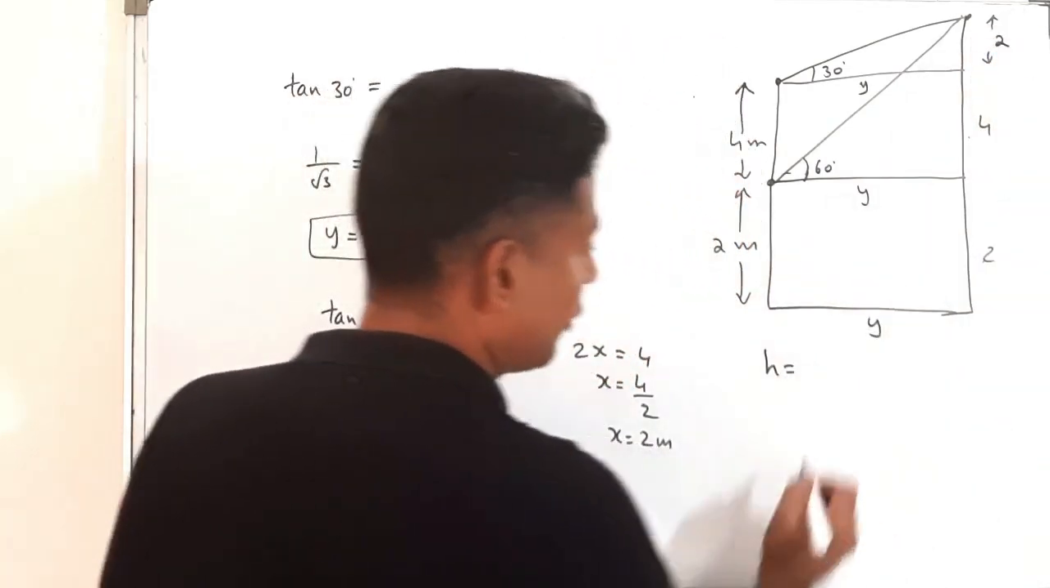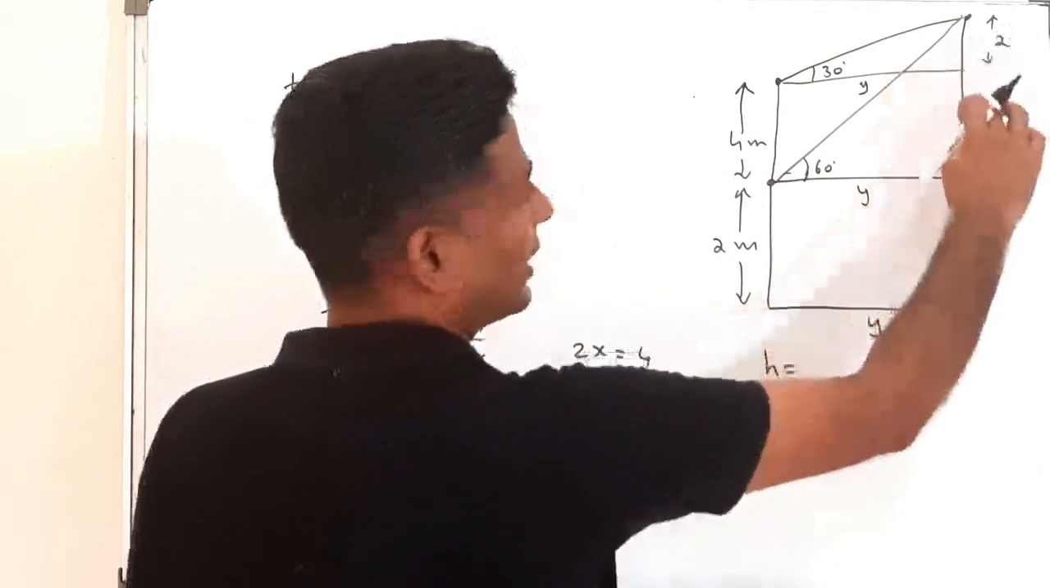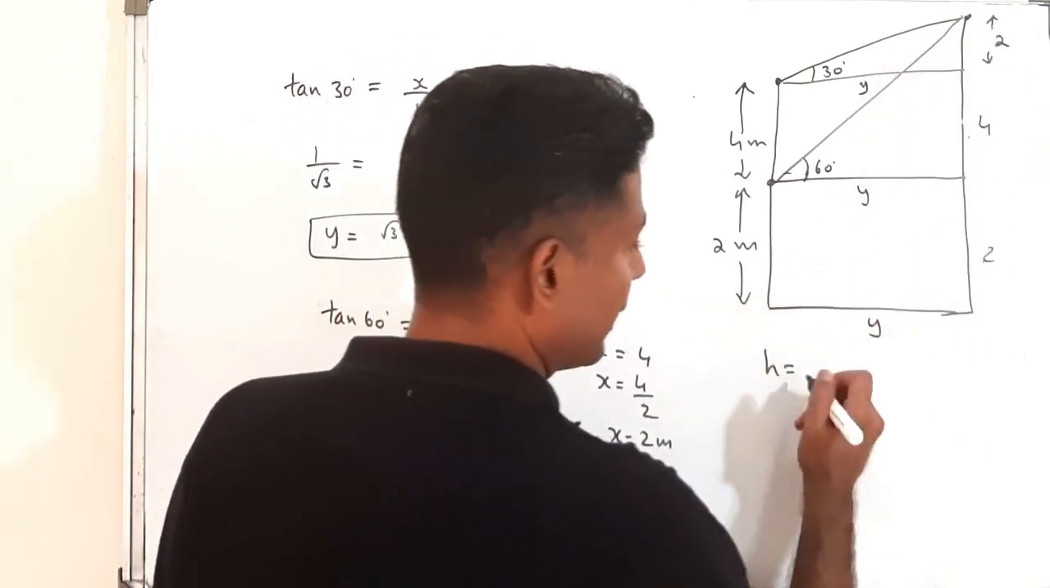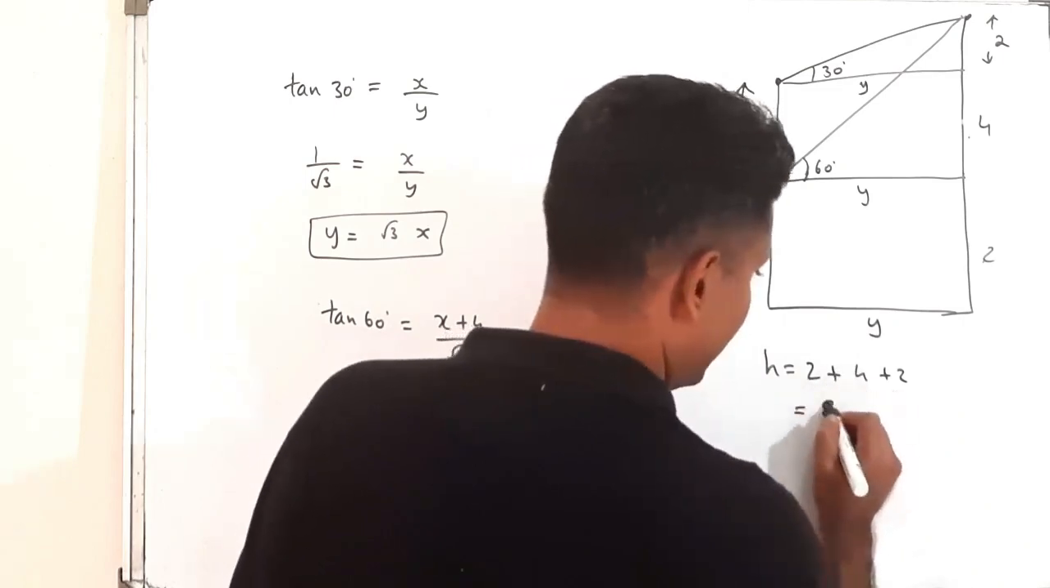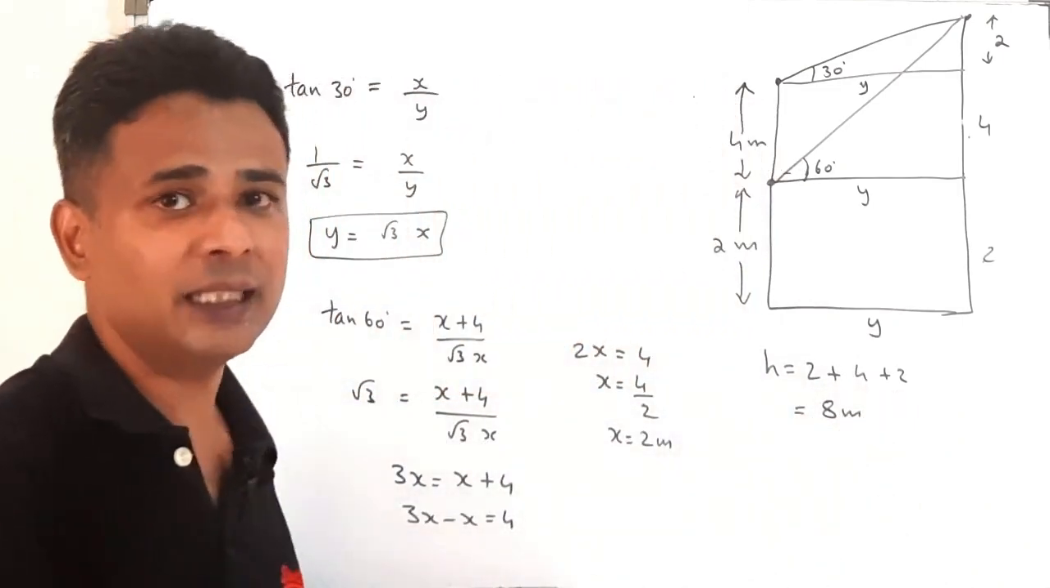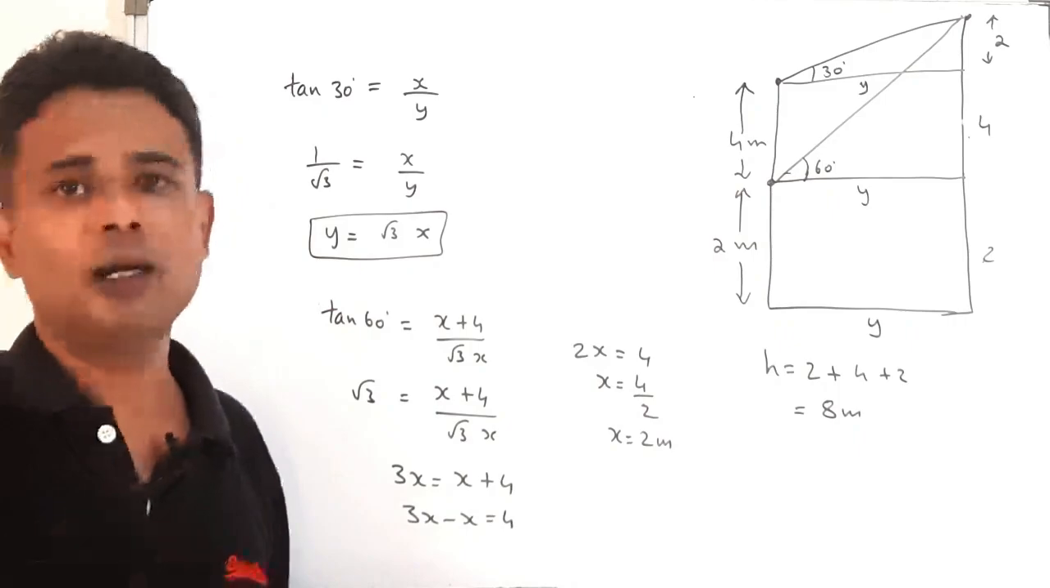So what is the height of the balloon from the ground? This plus this plus this, the entire thing. So 2 plus 4 plus 2. So it's 8 meters. So the balloon is 8 meters from the ground.